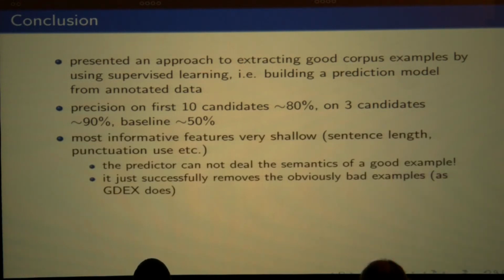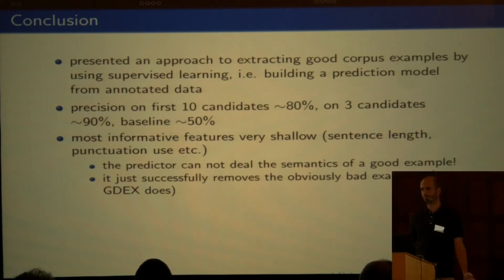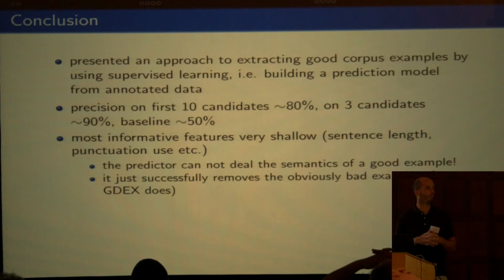On the other side, we have to be honest. The most informative features, or even most of the features we use, are very shallow. We deal just with how the text looks and not with what meaning the text encodes. We use sentence length and punctuation use mostly. So we have to be absolutely honest here and say that this predictor cannot deal with the semantics of a good example, in almost no way, or to be honest, probably no way. But on the other side, this is where the state of the art is. GoodX does roughly the same, so it just successfully removes the obviously bad examples, the examples that look obviously bad.